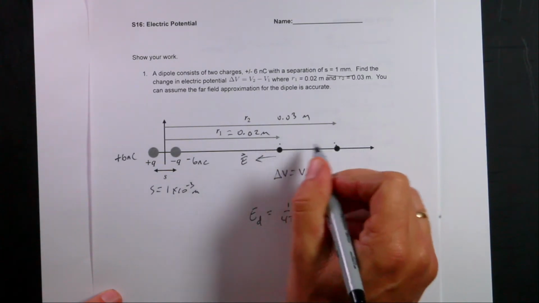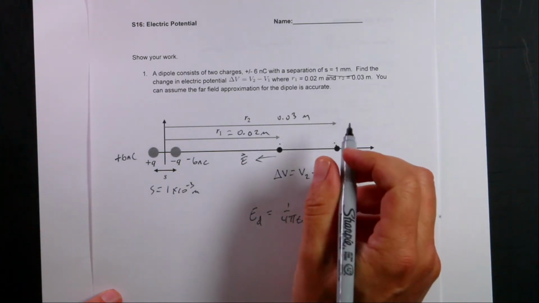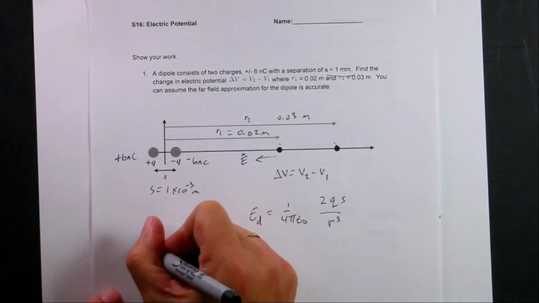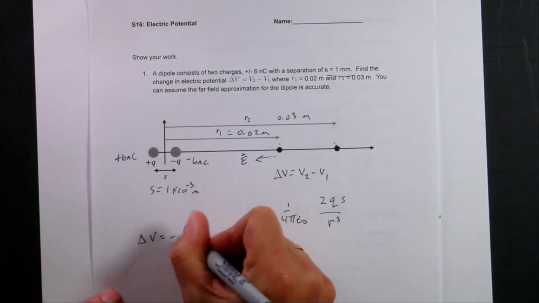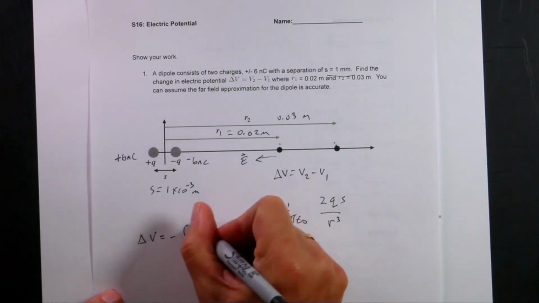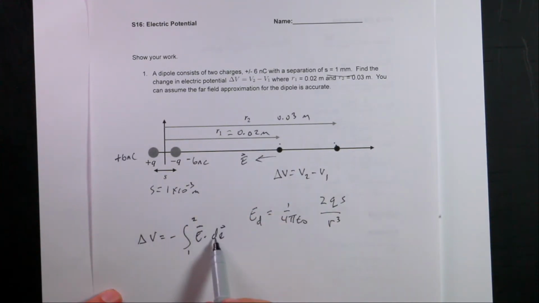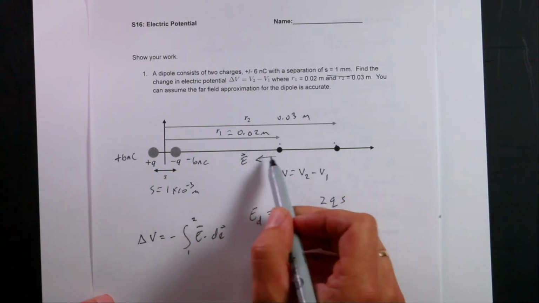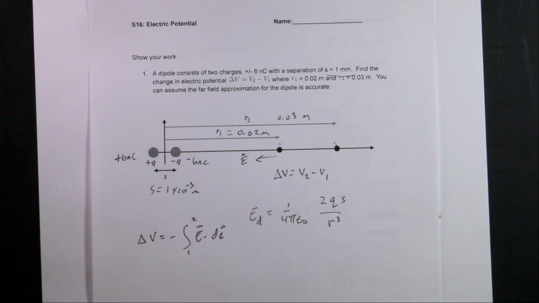So if I'm going against the electric field, I should have a positive change in potential. Because remember, we define the change in potential as negative the integral of E dot dl from 1 to 2. And so in this case, E and dl are in opposite directions, so that's negative, but then there's another negative sign, so I get positive. You can think of it as going uphill. Uphill, you would have a positive change of potential. I'm going against the electric field.